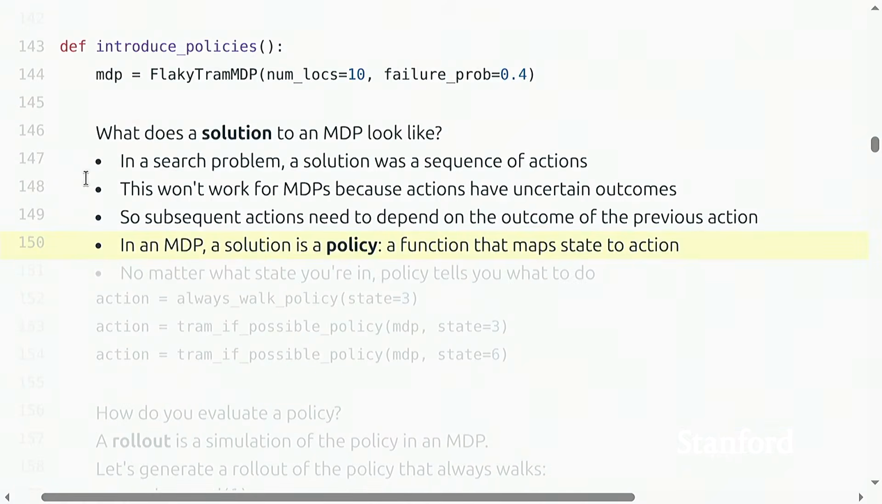So in an MDP, instead, we have to define a solution as a policy. A policy, remember, is a function that maps a state to an action. And this is important because now no matter where I end up, which state I'm in, I always look at the policy, and the policy is going to be my guiding light and tell me what action to take. That's what the solution looks like. It's not just one action path, but really, for every state, what should I do?